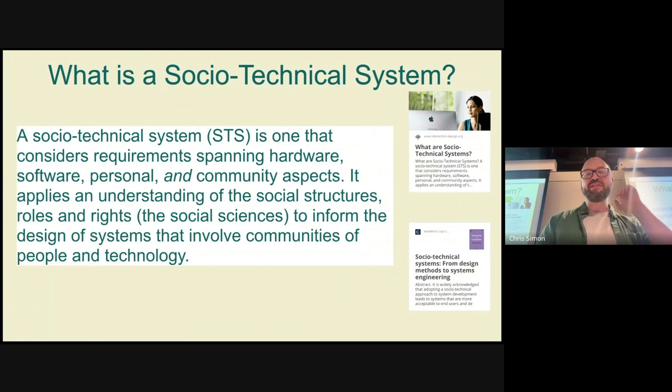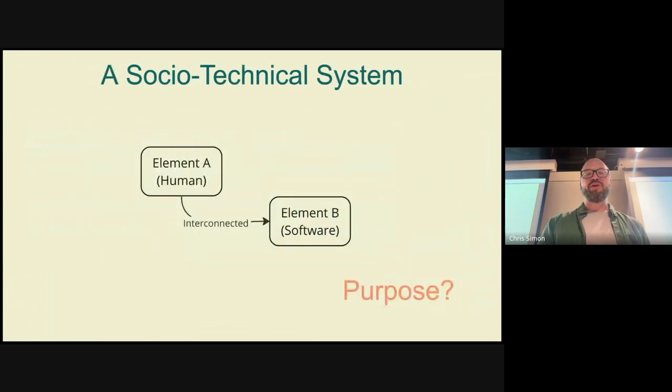So the socio-technical system is one that considers requirements spanning hardware, software, personal and community aspects. So it applies to understanding the social structures onto the systems involved, community and technology. So I often think about it as that, well, there's elements that are human or social and elements that are software or technical. Now, you can probably immediately start to think, okay, well, that makes a lot of sense. Like we build software systems, but you know, there are humans involved in the changing of the systems, humans involved in the using of the systems. So socio-technical kind of makes sense.